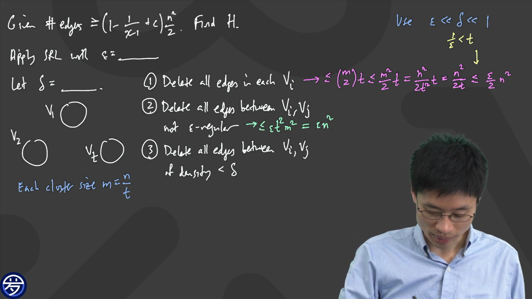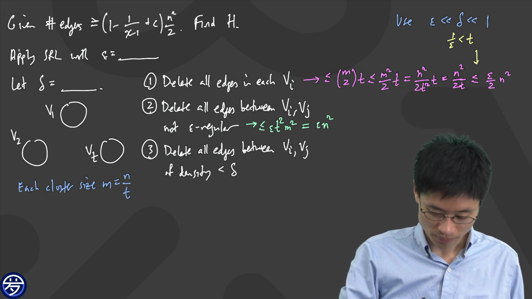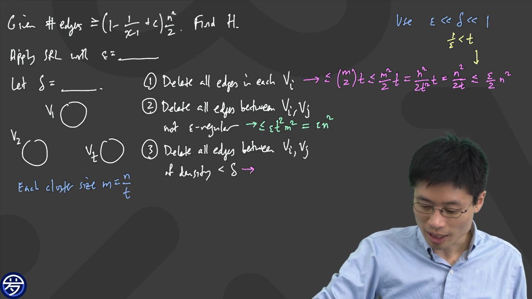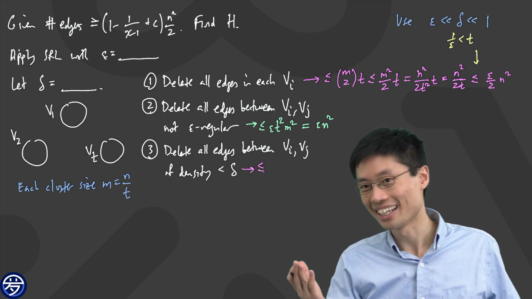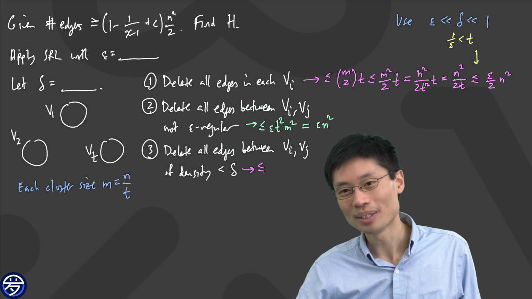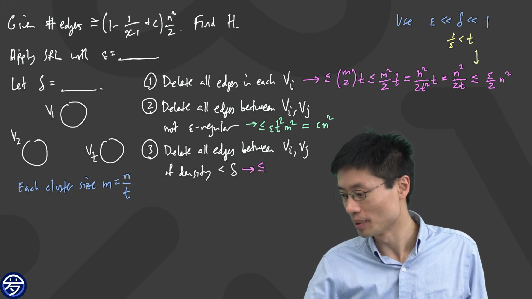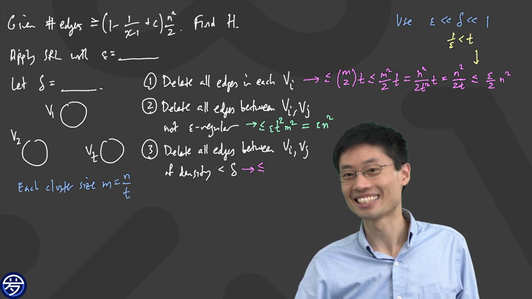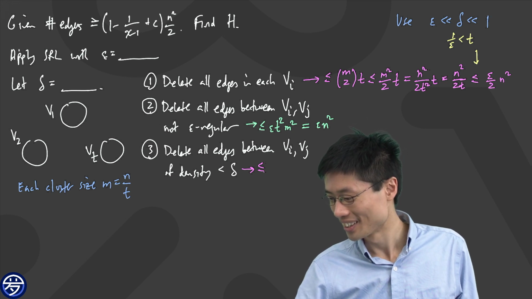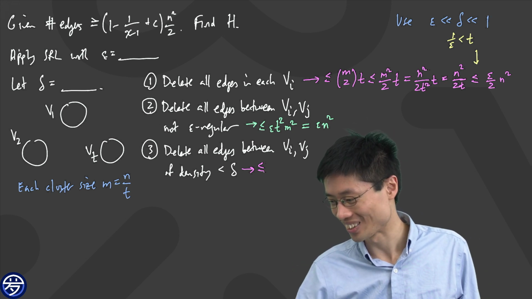Delete all edges between pairs of this particular density. So can anyone tell me a bound on how many edges that might cost? How many edges might I lose maximum? And here's where it's helpful that it's density up to delta. Please feel free to raise your hands and I'll call over here.